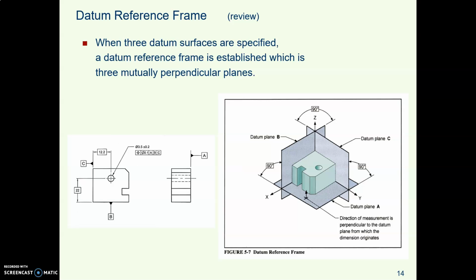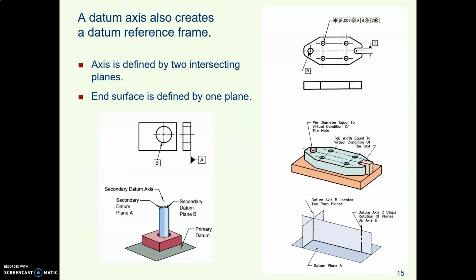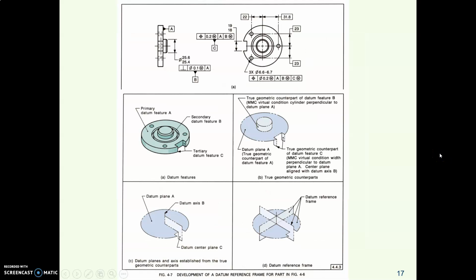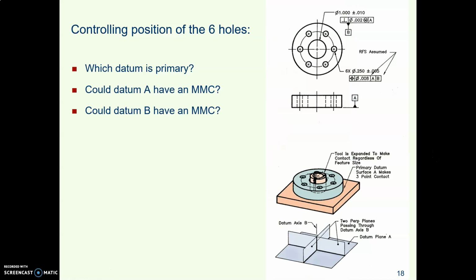And you remember that we have a datum reference frame anytime we set up a primary, secondary, and tertiary datum. They are theoretically 90 degrees apart. Well, when you have an axis, you still have a datum reference frame. It's just that two of those planes are going through the axis. I stuck this in because it's cool. This is an example out of the ASME standard. I colored it in Photoshop. Looks like a generator or something. They're talking about datums.